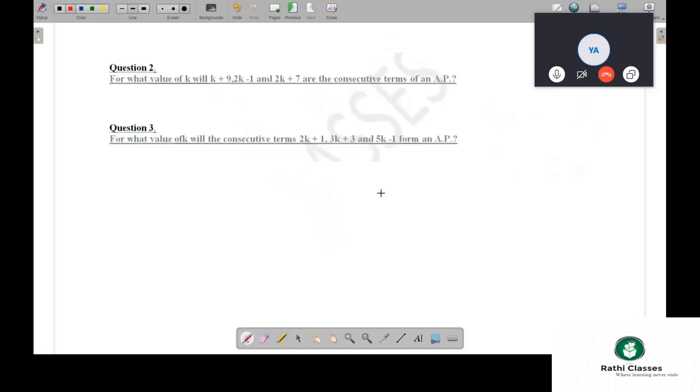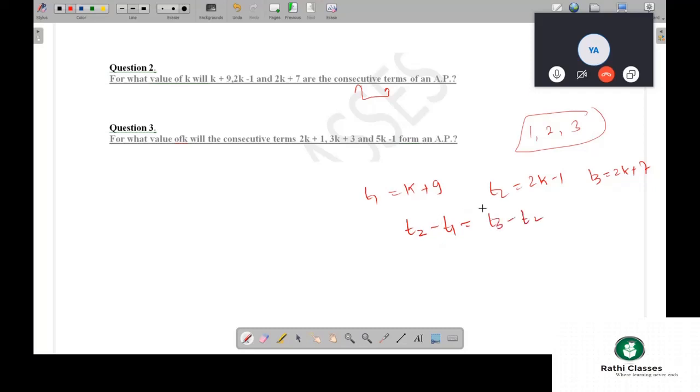Next question. First and foremost, what do you mean by consecutive terms? One after another, like 1, 2, 3. Suppose T1 equals k plus 9, T2 equals 2k minus 1, and T3 equals 2k plus 7. As you know, if the sequence needs to be an AP, the common difference needs to be the same. So T2 minus T1 equals T3 minus T2. Just substitute the values now.